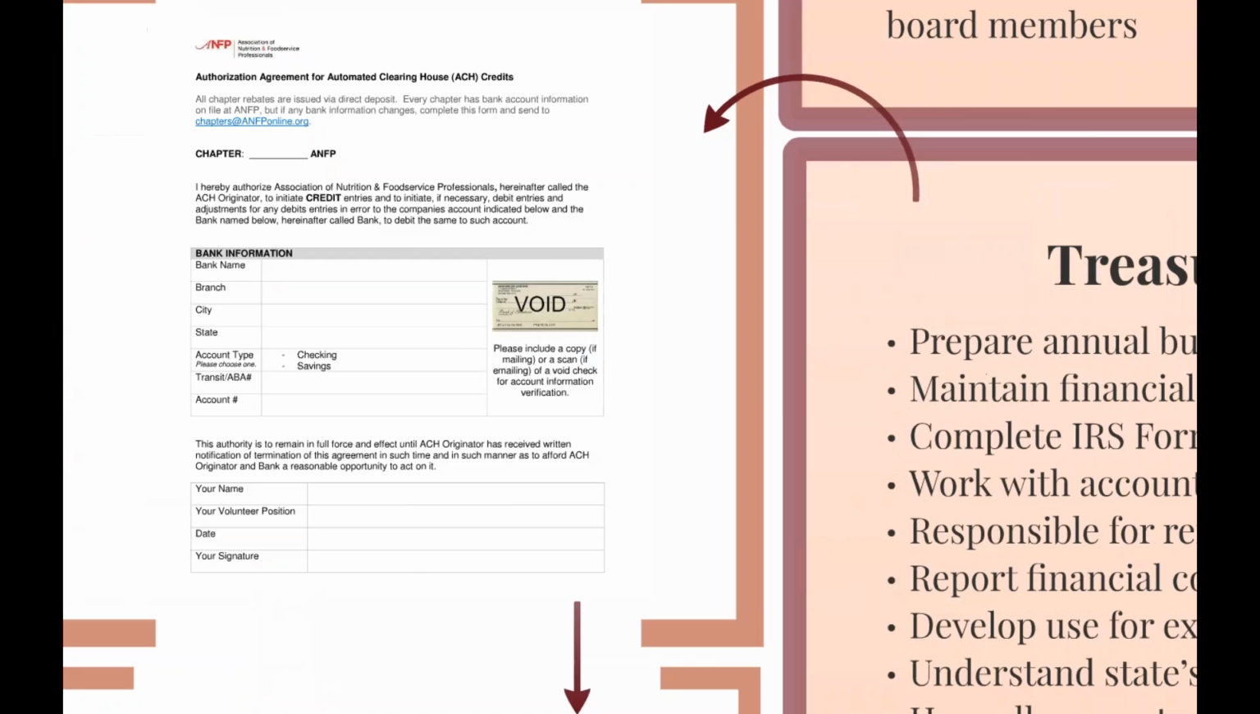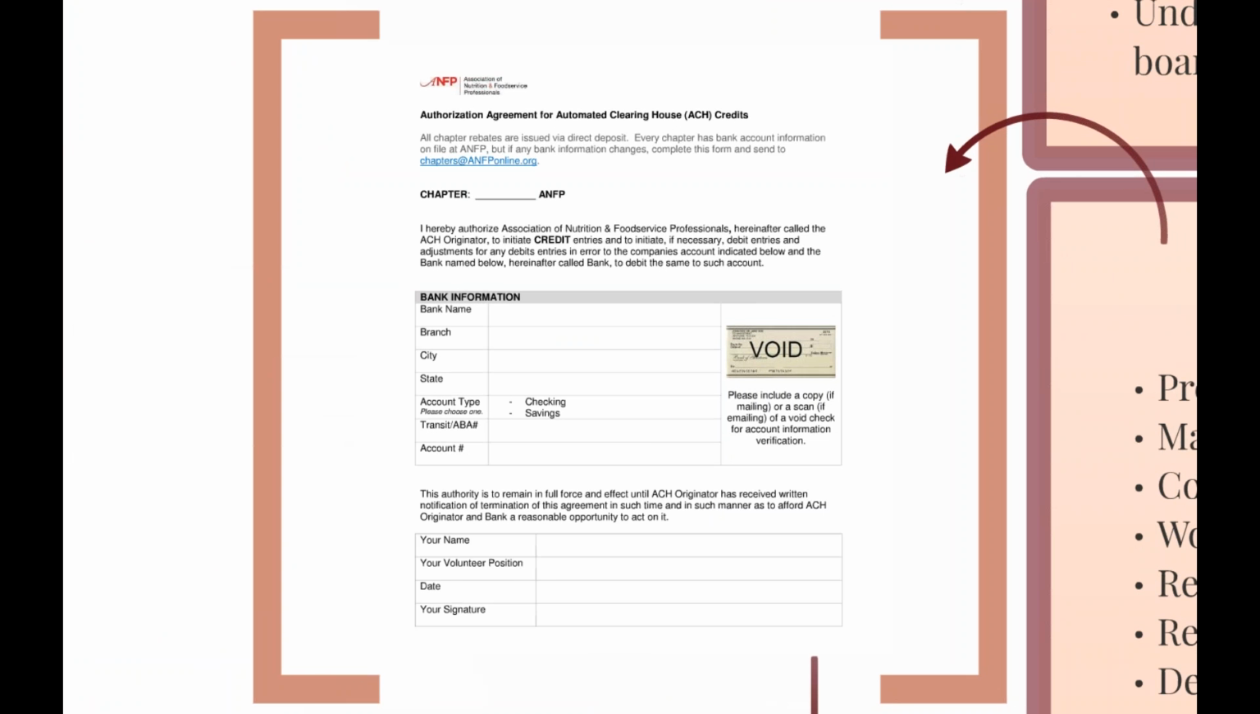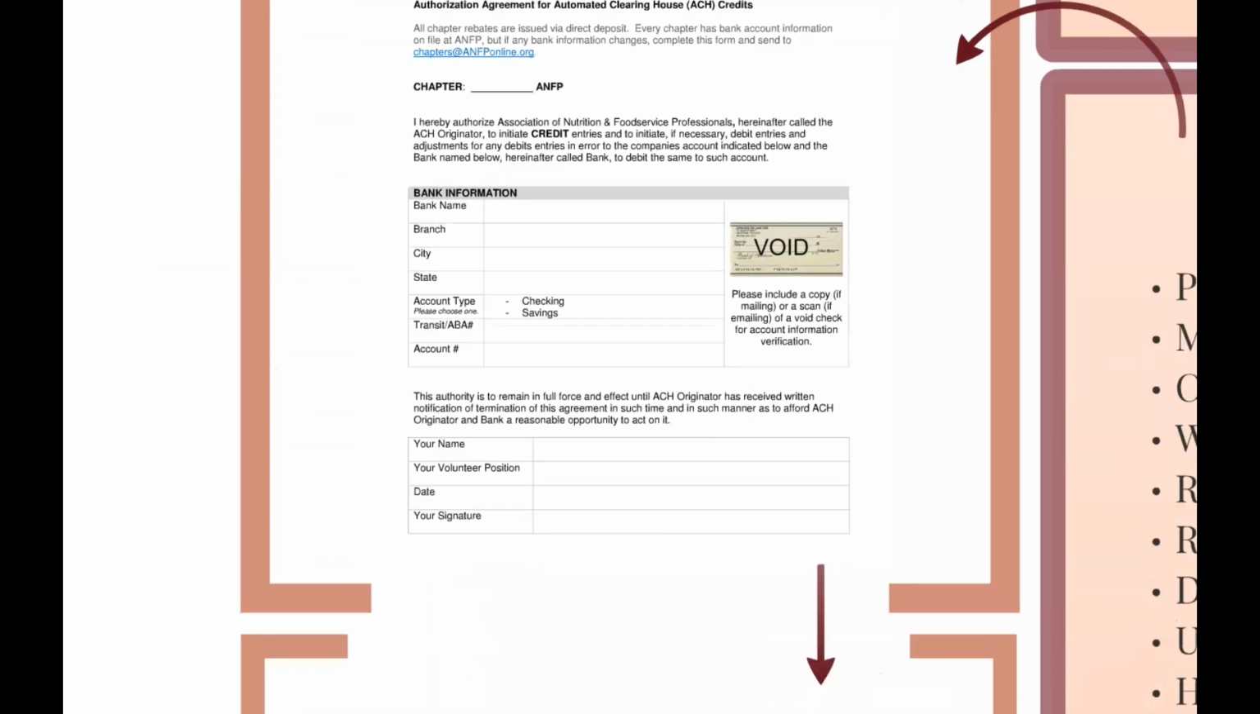The treasurer is also responsible for completing the ACH form, which is what you see here. This is for the form when the chapter sets up or perhaps changes their checking or savings account. They'll need to complete this form. Then we ask that they attach it to a blank voided check and then return that here at the national office. So this form would allow us to make the direct deposit for your chapter's rebate. So certainly an important form.